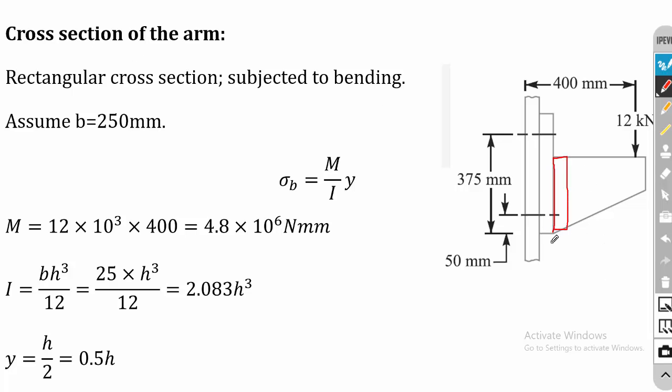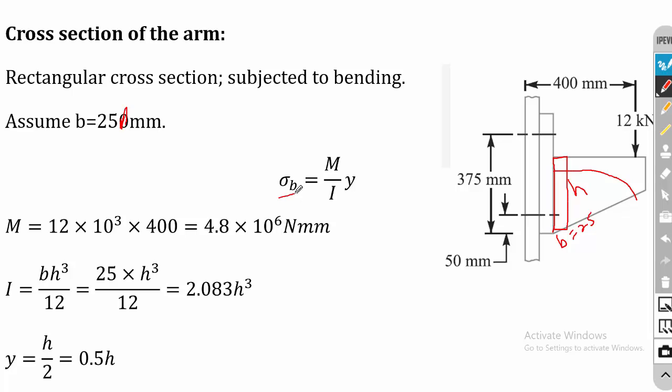So what I am going to do is, I am going to assume a B value of 25, not 250. It is 25. So here it is B and H. So I am going to assume a B value of 25 mm. And when the load is applied like this, this arm is subjected to bending load. Okay, so you just neglect the bolt. When the load is applied, this column will try to bend. So the bending load is applied.